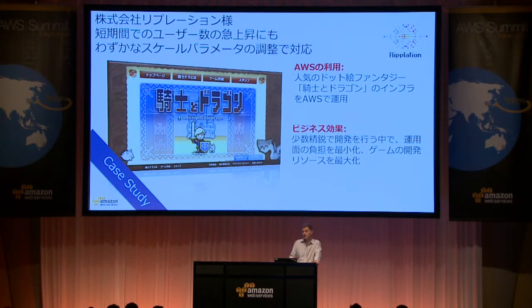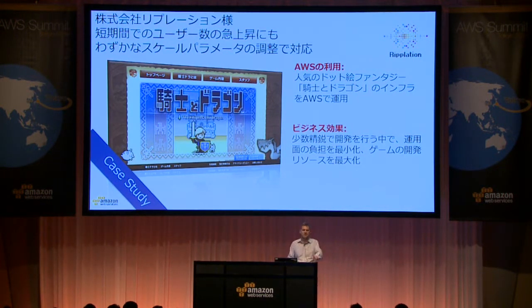One of our customers here in Japan went through a similar experience, Replation. Their popular game, The Knight and the Dragon, runs entirely on AWS using DynamoDB. And the reason, of course, was because they wanted the effort for their creative developers not to be focused on infrastructure. They wanted that effort to be focused on applications, a better game, a faster game, a more interesting game. And so they chose DynamoDB as a managed service.